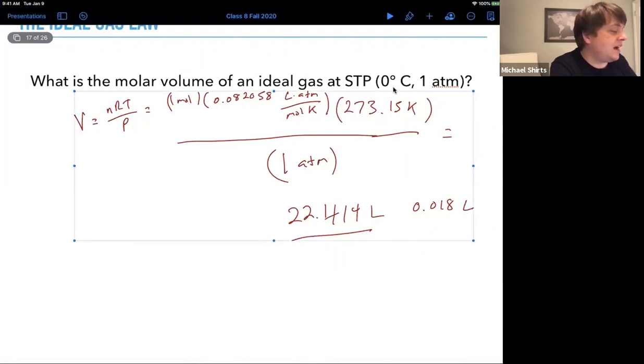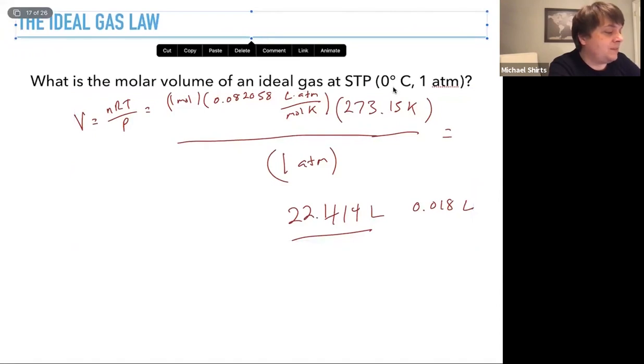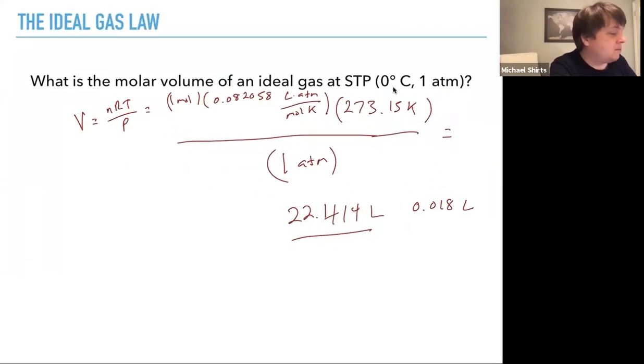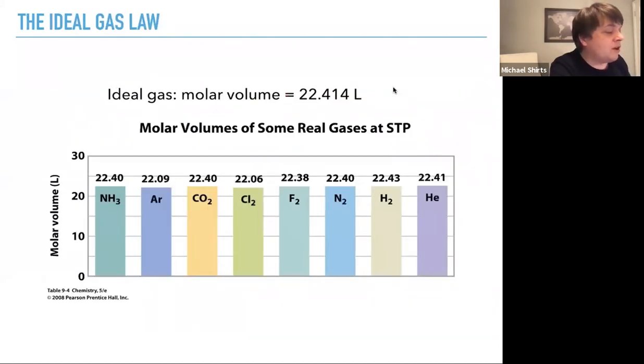So how accurate is the ideal gas law? Well, if you look at the molar volume at STP of some real gases, so ideal gas molar volume is 22.414 liters. The molar volumes of some real gases at STP, a lot of them are really right on. Ammonia is off only in the 4th decimal place. Argon, pretty close as well. Chlorine is a little bit off. It's off in the 3rd decimal place, but it's still within 2% or so. And everything else is within 0.5%.